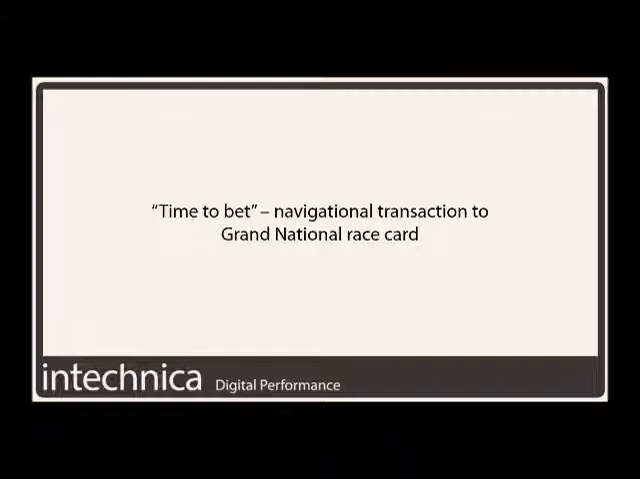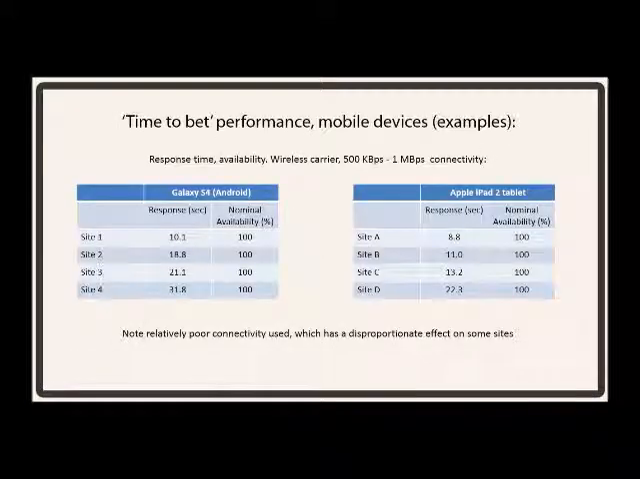So this is basically arriving at the landing page and then getting to the Grand National race card by the shortest readily apparent route. Not necessarily the shortest route, but the shortest that is apparent to a novice user of that site, which most people on Grand National Day are.